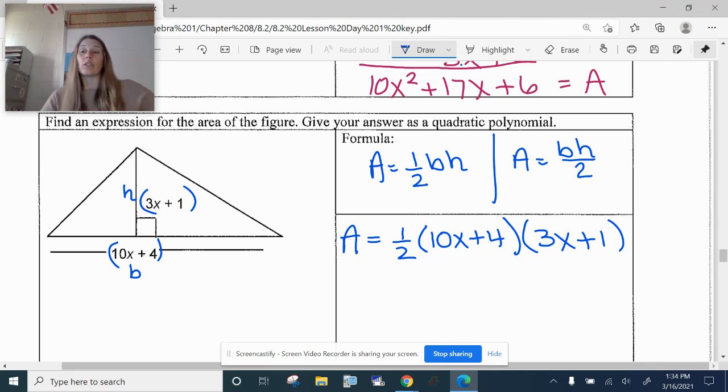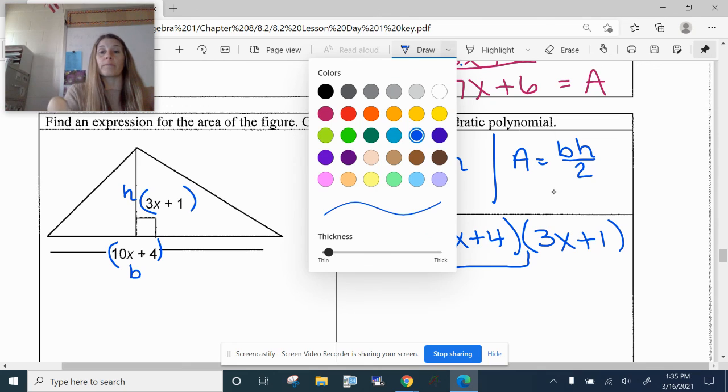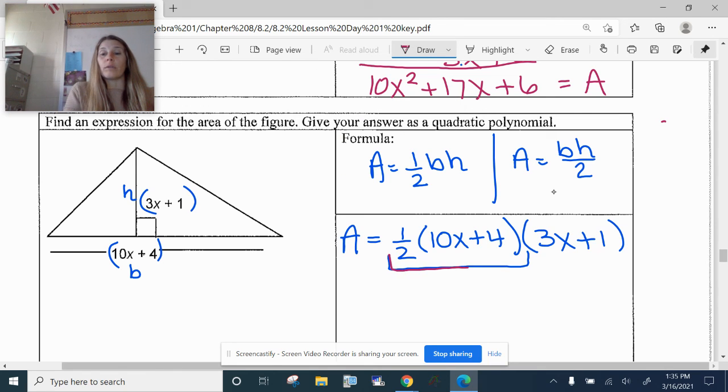Now, if you remember back to your properties of algebra from way back, probably in middle school, when you multiply 3 things, it doesn't matter which 2 you multiply first. You just pick 2 and multiply them, and then that answer gets multiplied to the third item. So I'm just going to go ahead and multiply these 2 right here first. So I will do this part first, and then I'll multiply that answer to the 3x plus 1. The reason I did this first is because I can distribute this 1/2 to 10x plus 4. So 1/2 of 10x would be 5x, and half of 4 is 2.